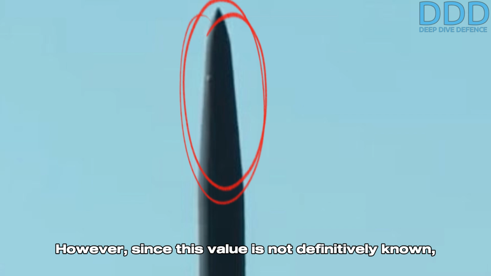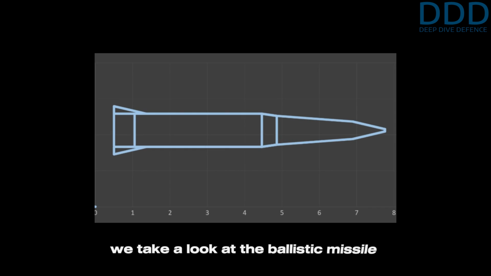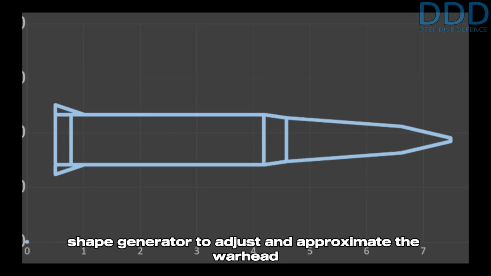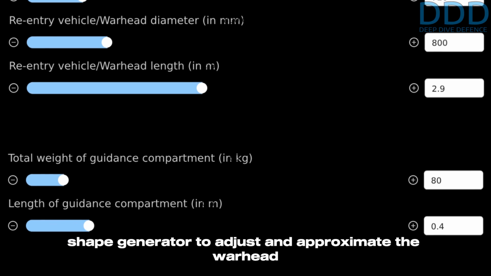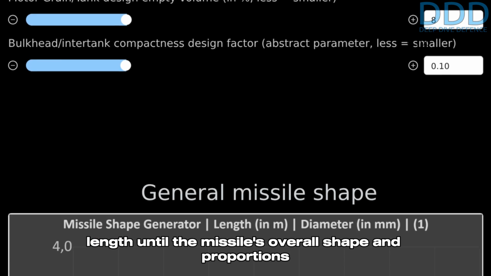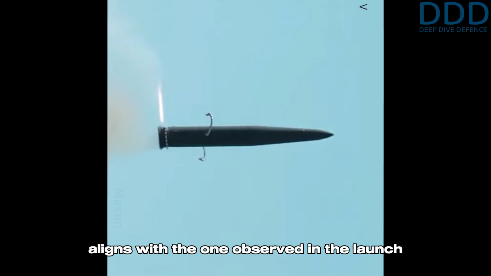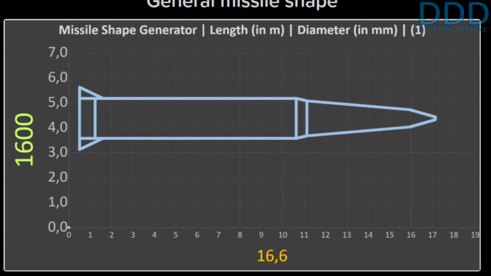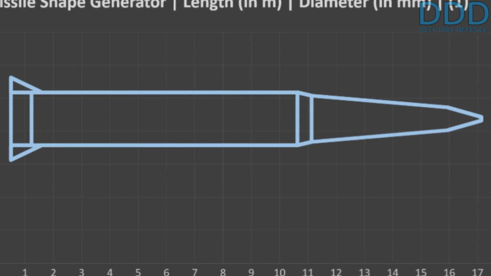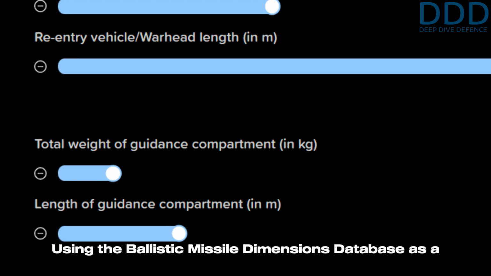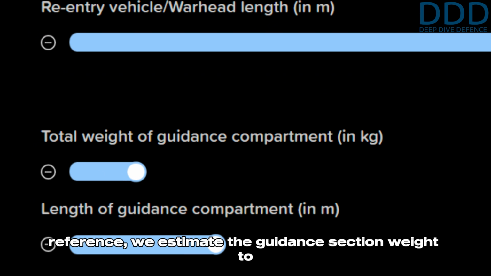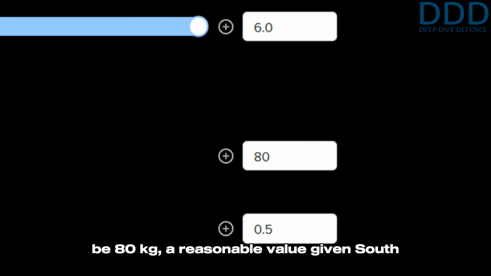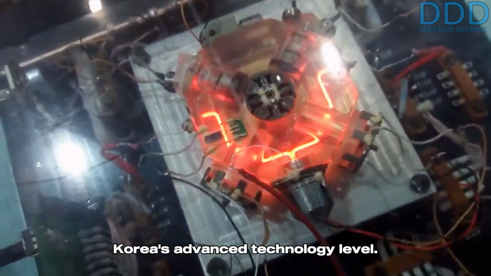However, since this value is not definitively known, we take a look at the ballistic missile shape generator to adjust and approximate the warhead length until the missile's overall shape and proportions align with the one observed in the launch footage. Next, we add the weight of the guidance compartment. Using the Ballistic Missile Dimensions database as a reference, we estimate the guidance section weight to be 80 kilograms, a reasonable value given South Korea's advanced technology level.